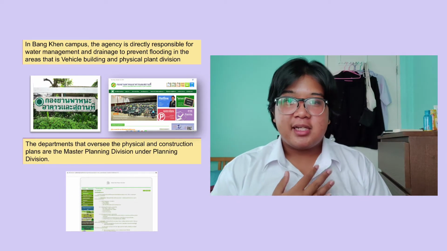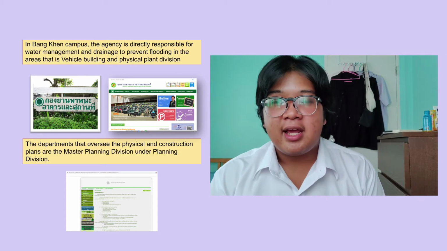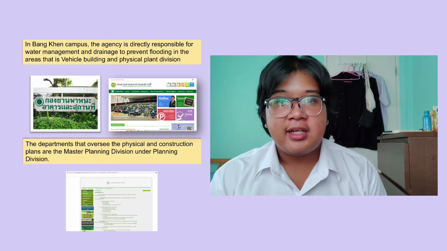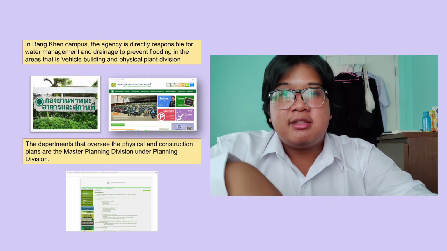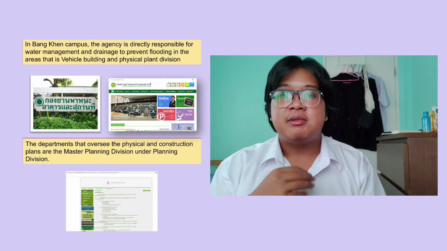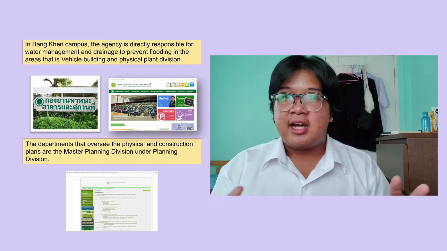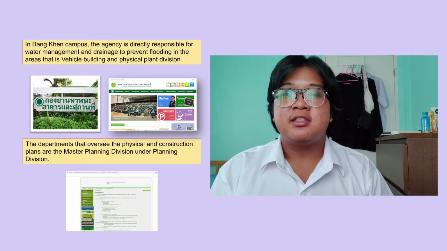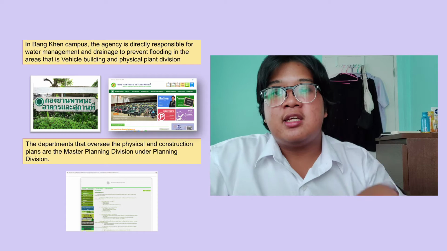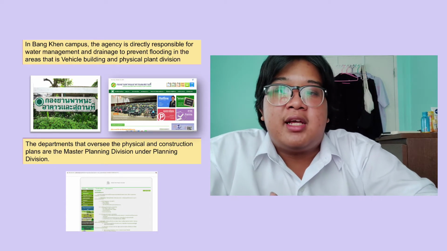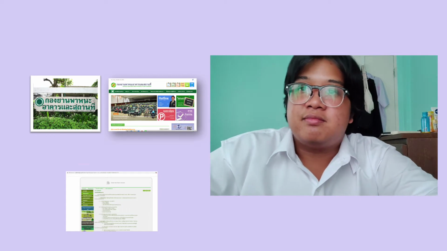In Bangkhen campus, the agency directly responsible for water management and drainage to prevent flooding in the area is the Vehicle Building and Physical Plant Division, and they are responsible for serving and supporting various missions of Kasetsart University related to physical and environmental work. The departments that oversee the physical and construction plan are the Master Planning Division under the Planning Division.